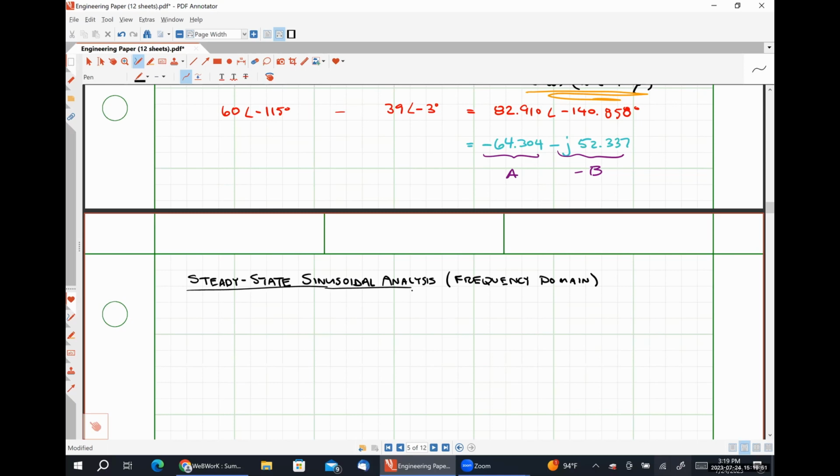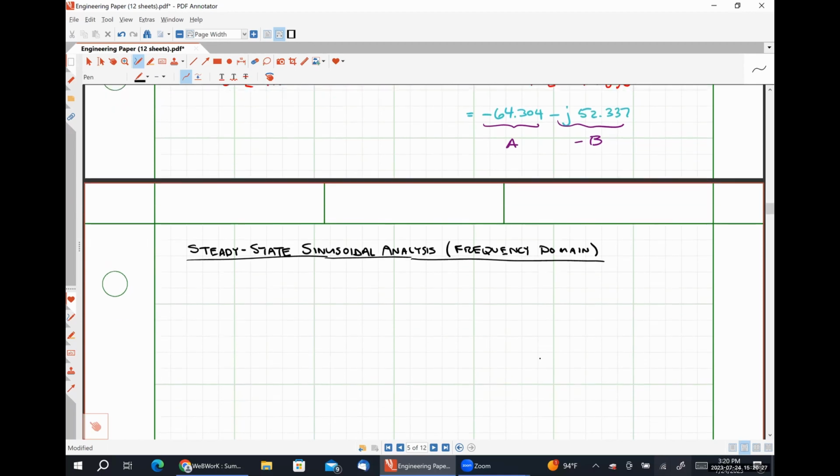So we are going to talk now explicitly about how to work in the frequency domain. The frequency domain is the domain that allows us to use a simplified form of our complex numbers in order to apply all of the circuit analysis techniques that we've already learned to be able to analyze any steady state sinusoidal system. The first thing that we're going to talk about very briefly here is the different domains.